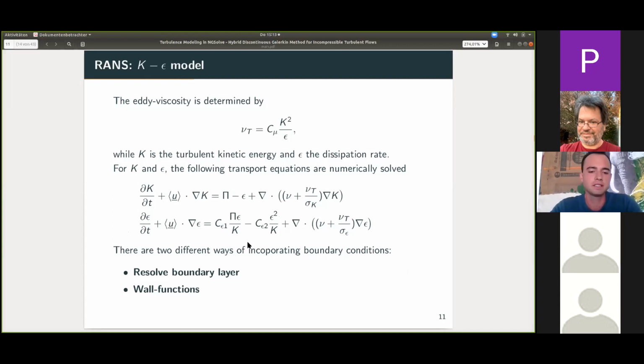Also, in the presence of any solid walls and boundaries, there are mainly two different ways to incorporate such boundary conditions. The one is called the low Reynolds number version, where we really try to sufficiently resolve our boundary layer. The other one is where we use wall functions at the nearest cell to the wall. For example, for the velocity or for k, we use some specific functions there.